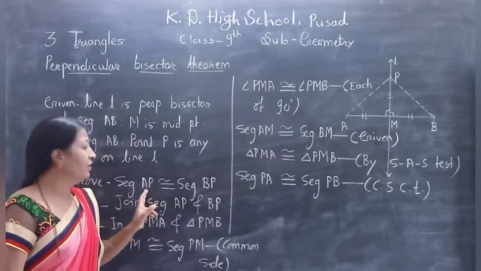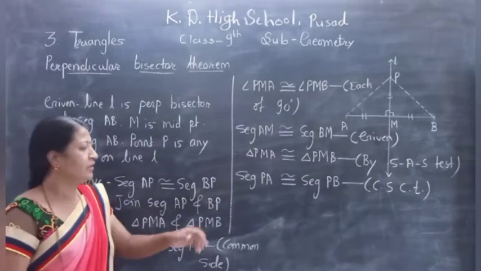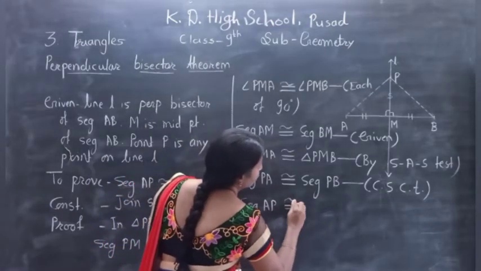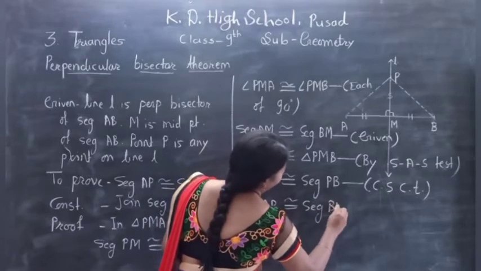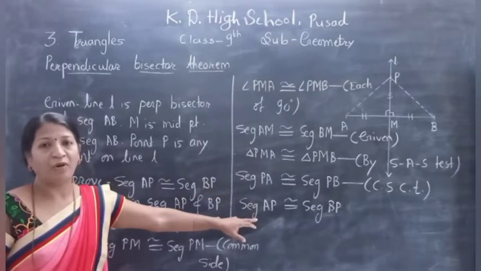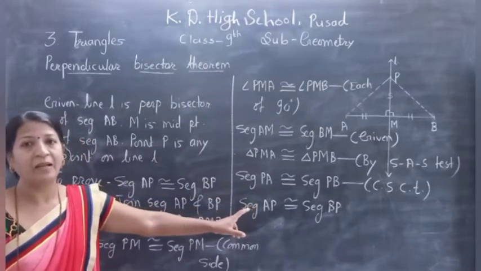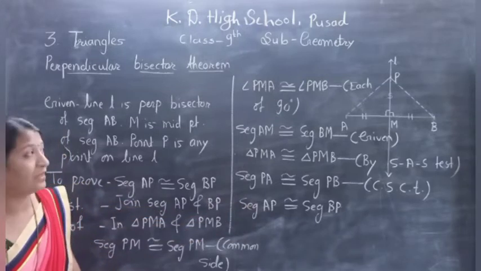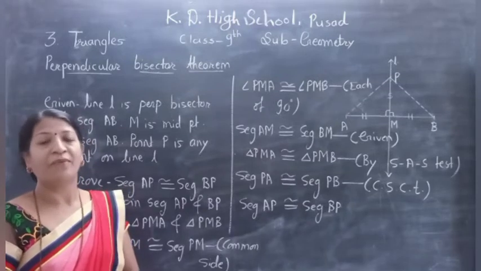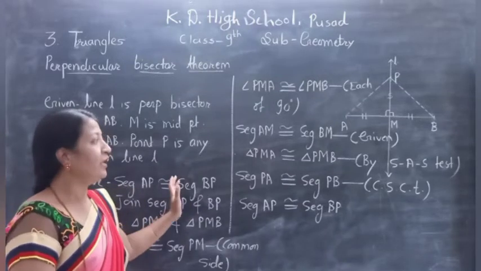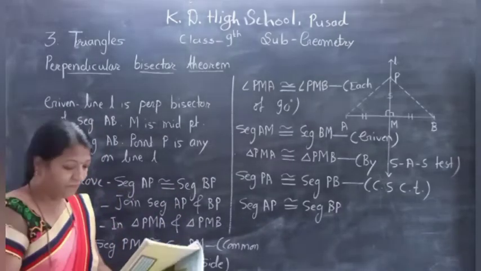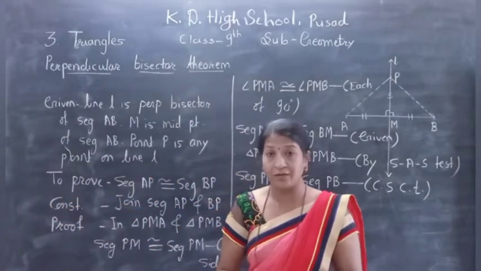We had to prove that AP is equal to BP. It means you can rewrite segment PA as AP, congruent to segment BP. A segment we can read in both ways: segment AP or segment PA, segment BP or segment PB. Okay, the meaning is the same. So every point which lies on the perpendicular bisector of a segment is equidistant from the end points of a segment. We proved here. Okay, now note down this theorem in your notebook, which is given on page number 39.